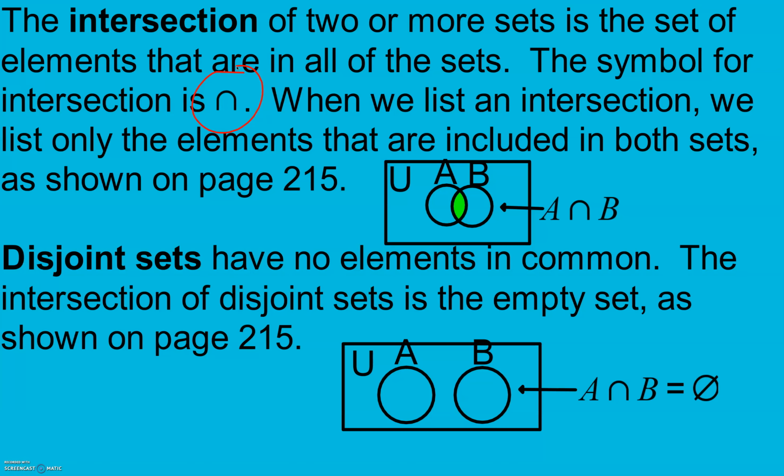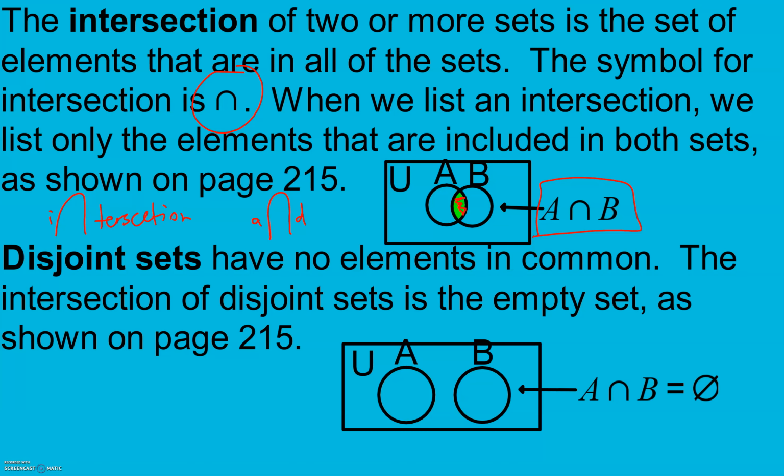Our entire rectangle is our universal set. Set A is our first circle, set B is our second circle, and we want only the parts that are in both, just this middle part here. That's our intersection. I remember this symbol as being an intersection because it looks kind of like an N, and it also acts like an AND. Okay, so that's an intersection. It works like an AND. It has to be in both in order for it to work.